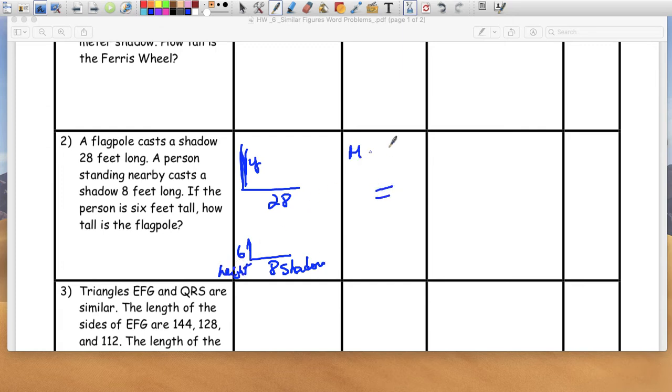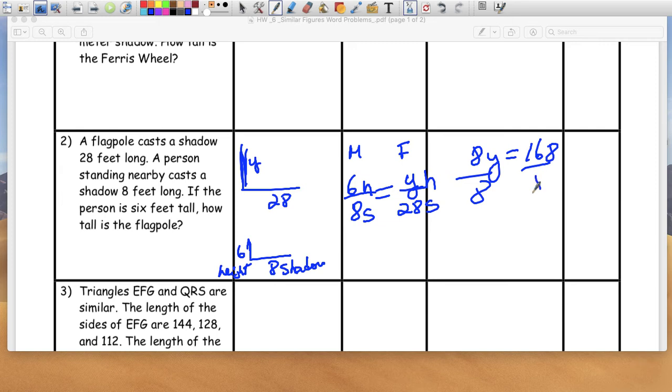I'm going to call man and flagpole. The man is 6 feet tall, and his shadow is 8. I'm going to write S for shadow and 6 for height. The height of the flagpole is y, and the shadow is 28. Notice that the shadow matches, and the height matches. When we cross multiply, 8 times y is 8y, and 6 times 28 is 168. We divide that by 8, and we get 21. So the height of the flagpole is 21.